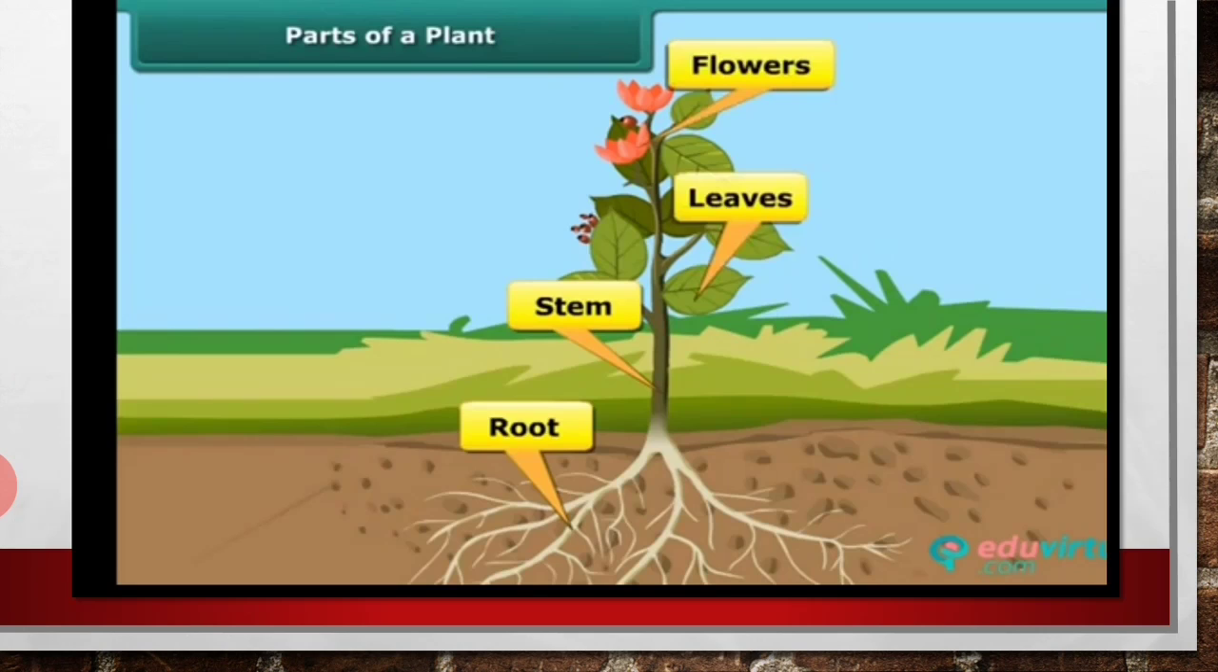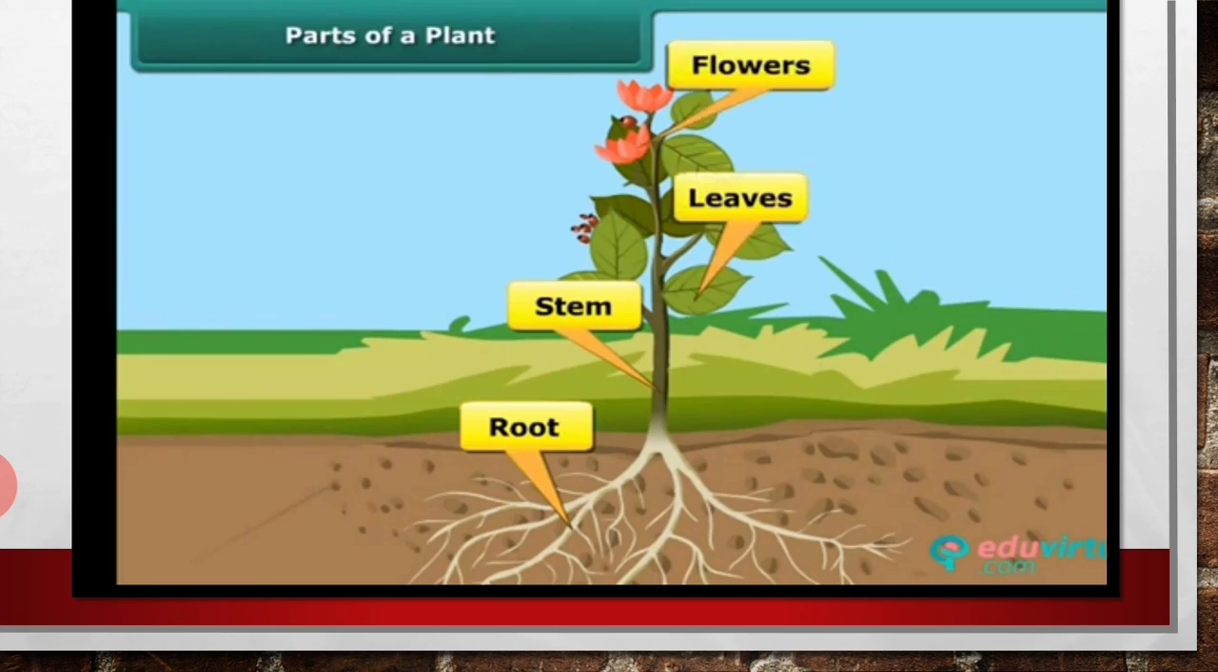Till now we have studied the different parts of the plant: stem, leaves, flower, and roots. We have learned that roots absorb water and minerals from the soil and the stem conducts these to the leaf and other parts of the plant. The leaf prepares food. This food travels through the stem and is stored in different parts of the plant.